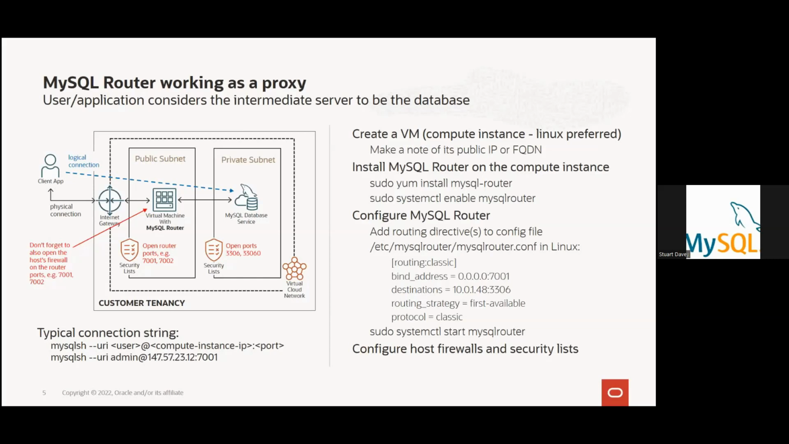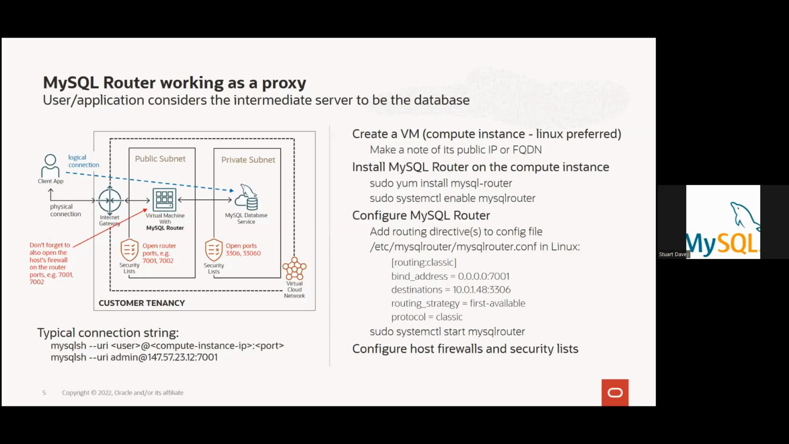So that's the compute instance installed. Once we've got that installed, we install MySQL router and enable MySQL router. Then what we have to do is some work on the configuration of the router. What we actually do is put in place a routing directive in the mysqlrouter.conf. And I've put down a typical routing directive there.